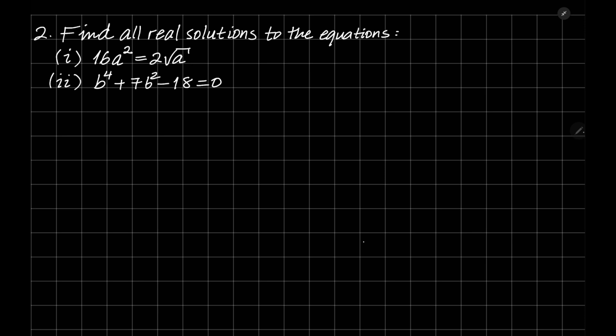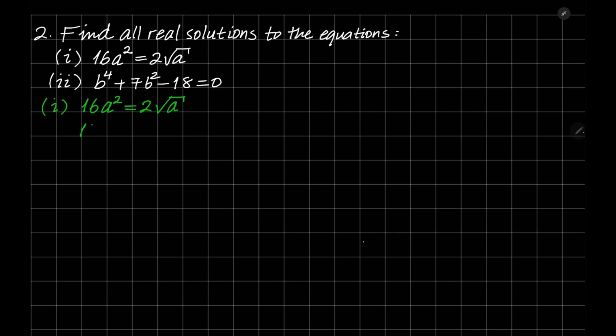Okay, this is the next question. Find all real solutions to the equations: (i) 16a squared is equal to 2 square root of a, and (ii) b to the power of 4 plus 7b squared minus 18 is equal to 0. Let's start with the first. 16a squared is equal to 2 square root of a. Let's divide both sides by 2.